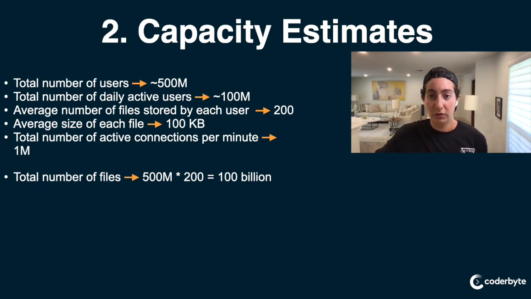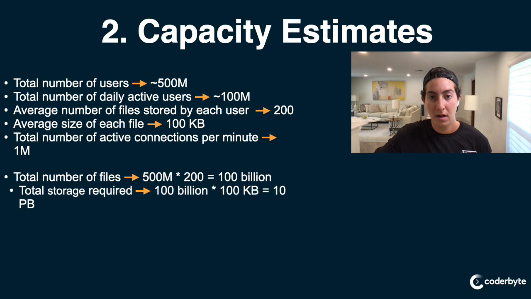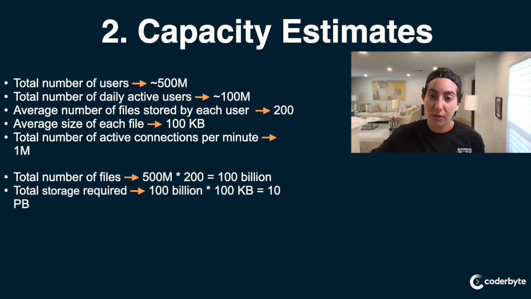Okay, so let's talk about the total number of files in our system. The total number of files is going to be our total number of users times the average number of files stored by each user. So that's 500 million times 200, which is about 100 billion. And the total storage required is going to be 100 billion, the total number of files, times the approximate size of each file, which is 100 KB. So that's going to be approximately 10 PB, which I think is petabytes.